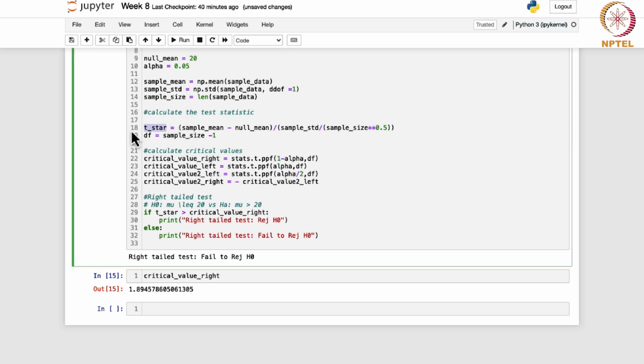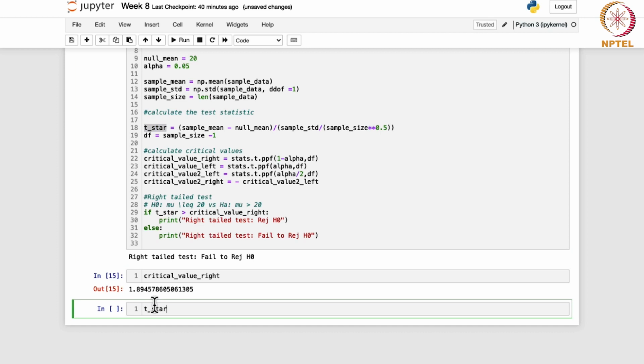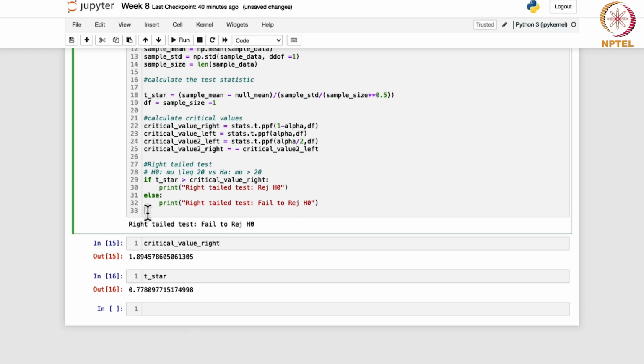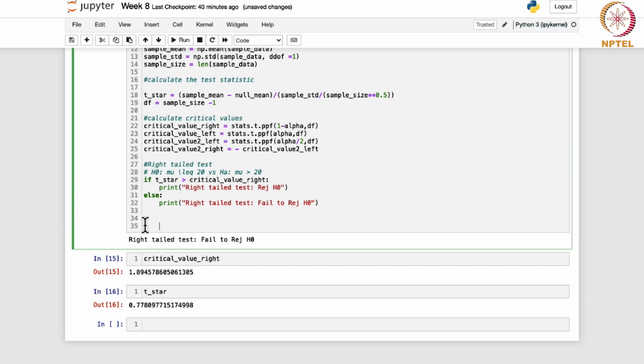So let me just look at the t star. Yeah, so t star is 0.77 and critical value is your 1.89 approximately. So t star is less than the right tail critical value. So we print fail to reject the null hypothesis, right? So same way here only, I can add these steps for your left tailed, and I can basically use the same command over here.